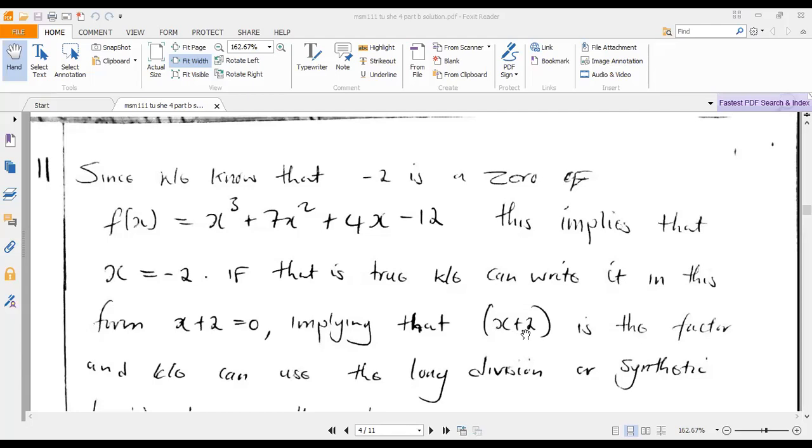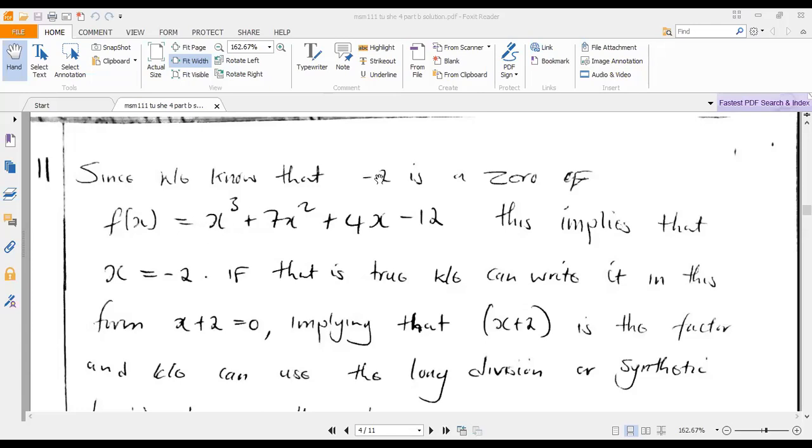Now, sir, does it mean that x plus 2 is equal to 0 is the final answer? No, we're explaining here. The question is saying, if you know that negative 2 is a 0 of this function, open your Taylor sheet, you go through it. Of this function, x to the power 3 plus 7, this function on top here. If you know that negative 2 is a 0, explain how to solve the equation. How do you solve this equation if you know that negative 2 is a 0?